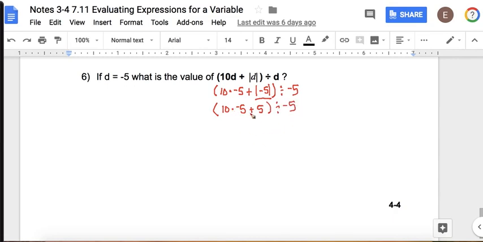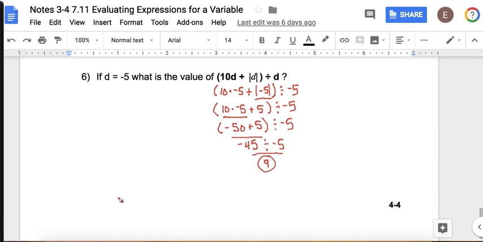Now, I have addition and multiplication, so I'm going to take care of the multiplication first. 10 times negative 5 is negative 50. Plus 5, close your parentheses, divided by negative 5. Okay, I still have grouping or parentheses here, so I'm going to do negative 50 plus 5, which is negative 45. Bring down the divided by negative 5, and negative 45 divided by negative 5 is positive 9. Remember, when we're dividing, two negatives makes a positive.